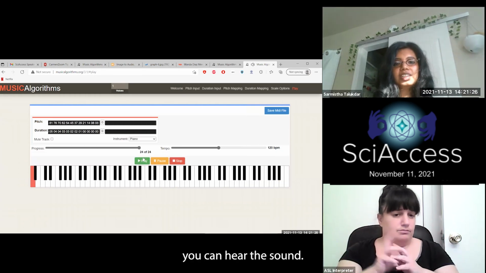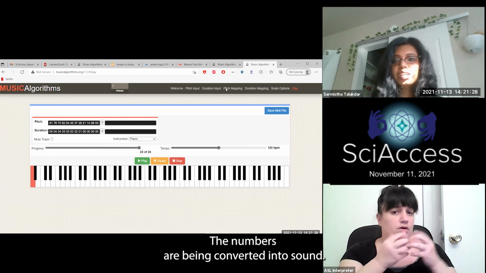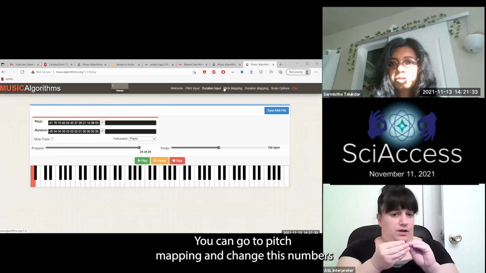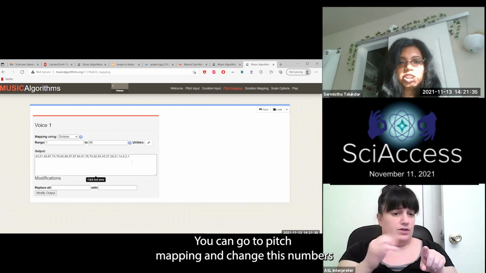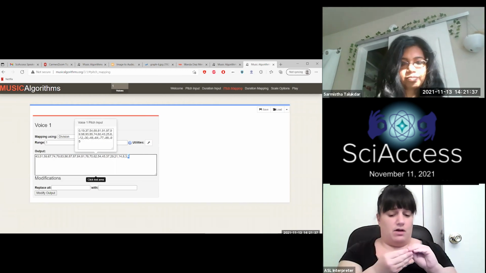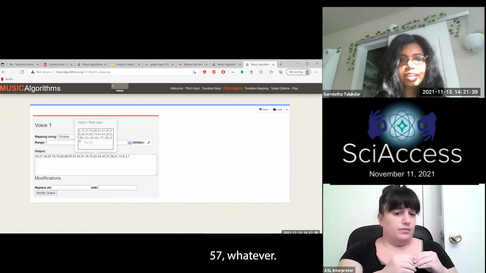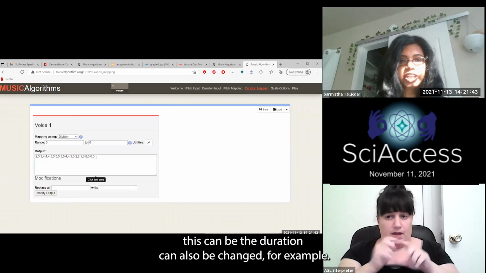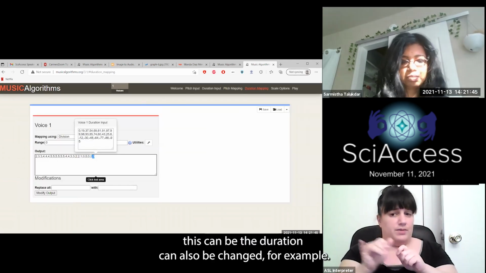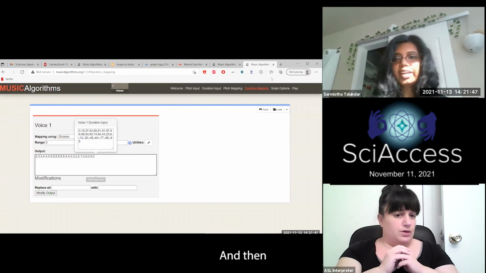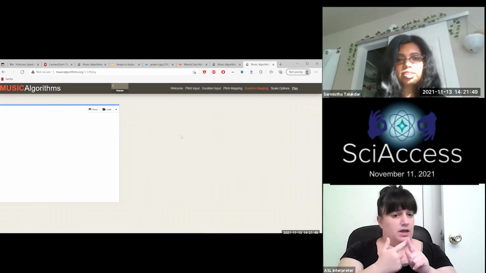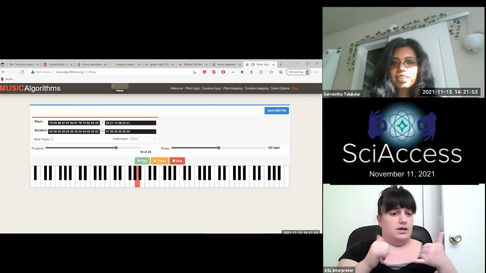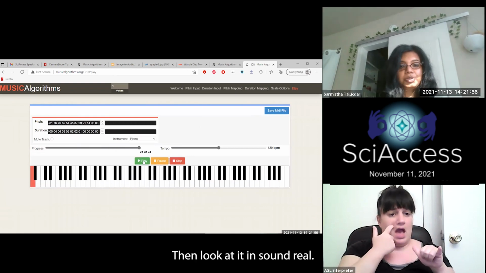you can hear the sound, the numbers getting converted into sound, and you can change these numbers. You can go to pitch mapping and change these numbers, like 57, whatever. And then this can be changed. The duration can also be changed, for example. And then this can be played, converted into sound in real time.